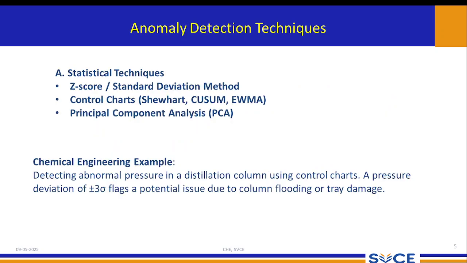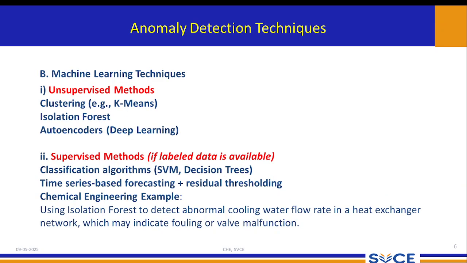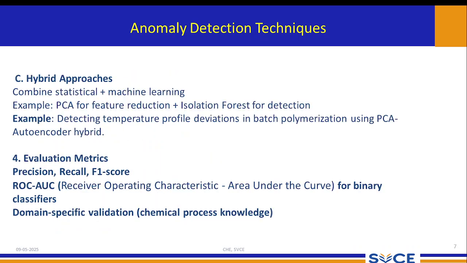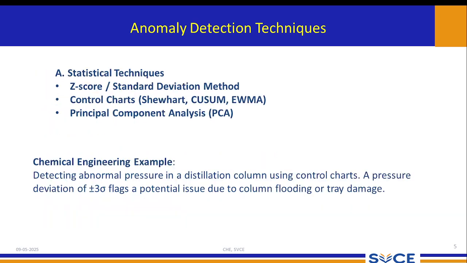So what are the techniques to determine anomalies? Mainly two methods have been classified. One is the statistical technique, another is the machine learning technique, and the combination of the two is called hybrid approaches, combining statistical plus machine learning. Coming to the statistical techniques, they are classified as z-score, standard deviation method, control chart, and principal component analysis, which reduces the number of variables.